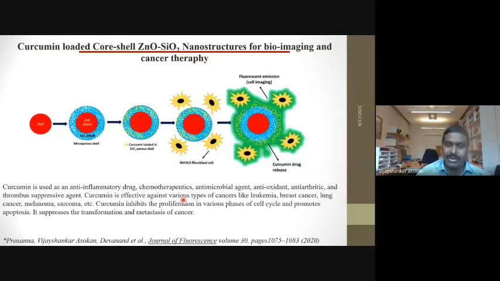The curcumin is effective against various types of cancers like leukemia, breast cancer, or lung cancer, etc. Curcumin inhibits proliferation in various phases of the cell cycle and promotes apoptosis. It suppresses the transformation and metastasis of cancer. So that's how the material is used and tested for cancer treatment or cancer therapy effect. Of course, the fluorescent emission is used for cell imaging together, like after the cytotoxicity effect. So this is how imaging and drug therapy are combined together in this paper.